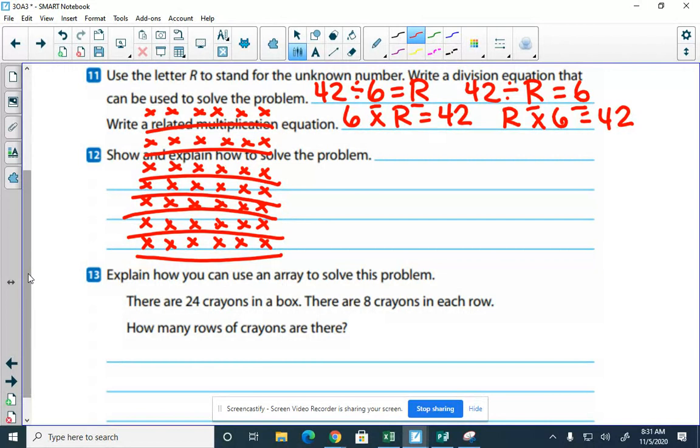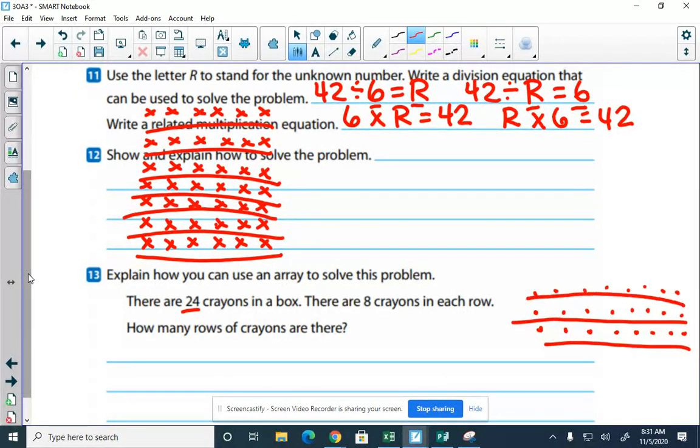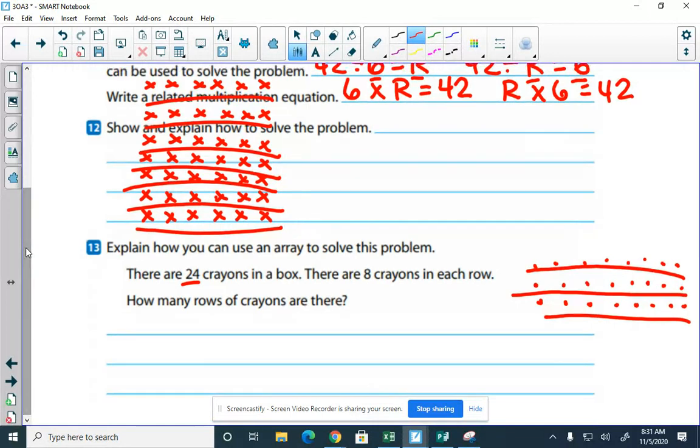So because there's 24 crayons in the box, that's my total, and there are 8 crayons in each row. How many rows of crayons are there? Well, if I put 8 crayons in each row, 1, 2, 3, 4, 5, 6, 7, 8, and count up to 24, 9, 10, 11, 12, 13, 14, 15, 16, 17, 18, 19, 20, 21, 22, 23, 24, I can see that there will be 3 rows. And then if I know my multiplication facts, I can verify, yes, because 3 times 8 is 24.